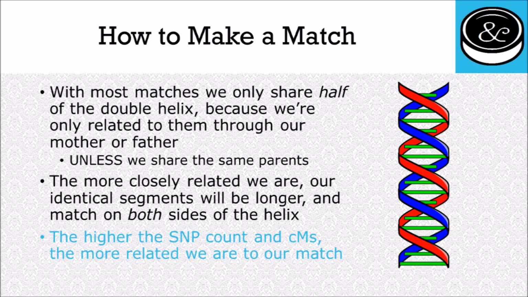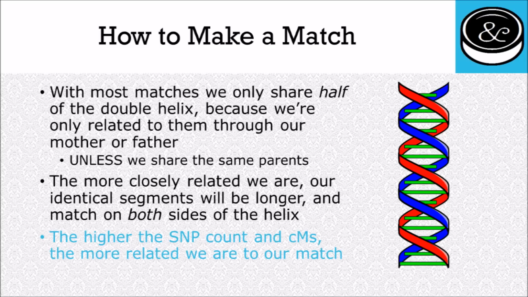And seeing how my segments compare to my sibling's segments is going to help me to begin to phase these, to see what comes from dad and what comes from mom. A sibling is the only person I'm going to match on both sides of the double helix, because they are the only people that I share parents with. And the more closely related I am to somebody, the longer the identical segments I'm going to have, and I'm going to match on both sides of the double helix.